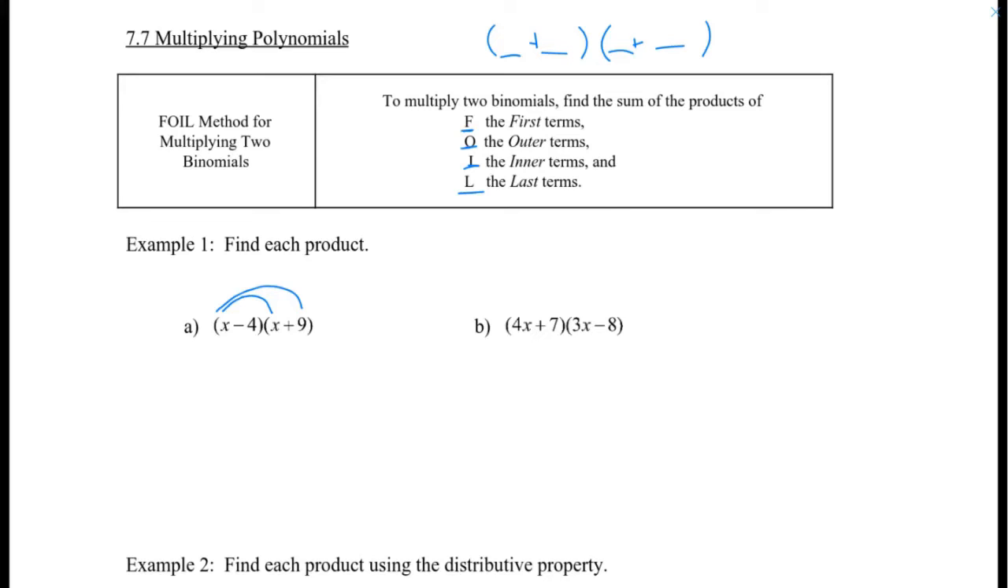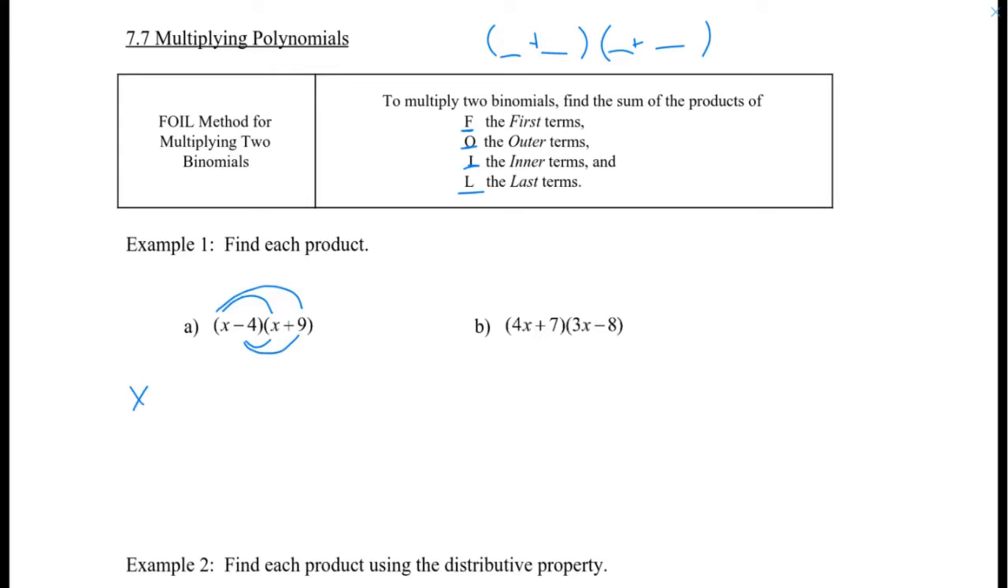We'll then proceed with this -4. We're going to distribute that to the x, multiplying the inner terms, and then distribute that to the 9, which are our last terms. Again, all you're doing here is taking the second part of that first binomial and distributing that through. Let's write this all out, simplify it, and see what we come up with.